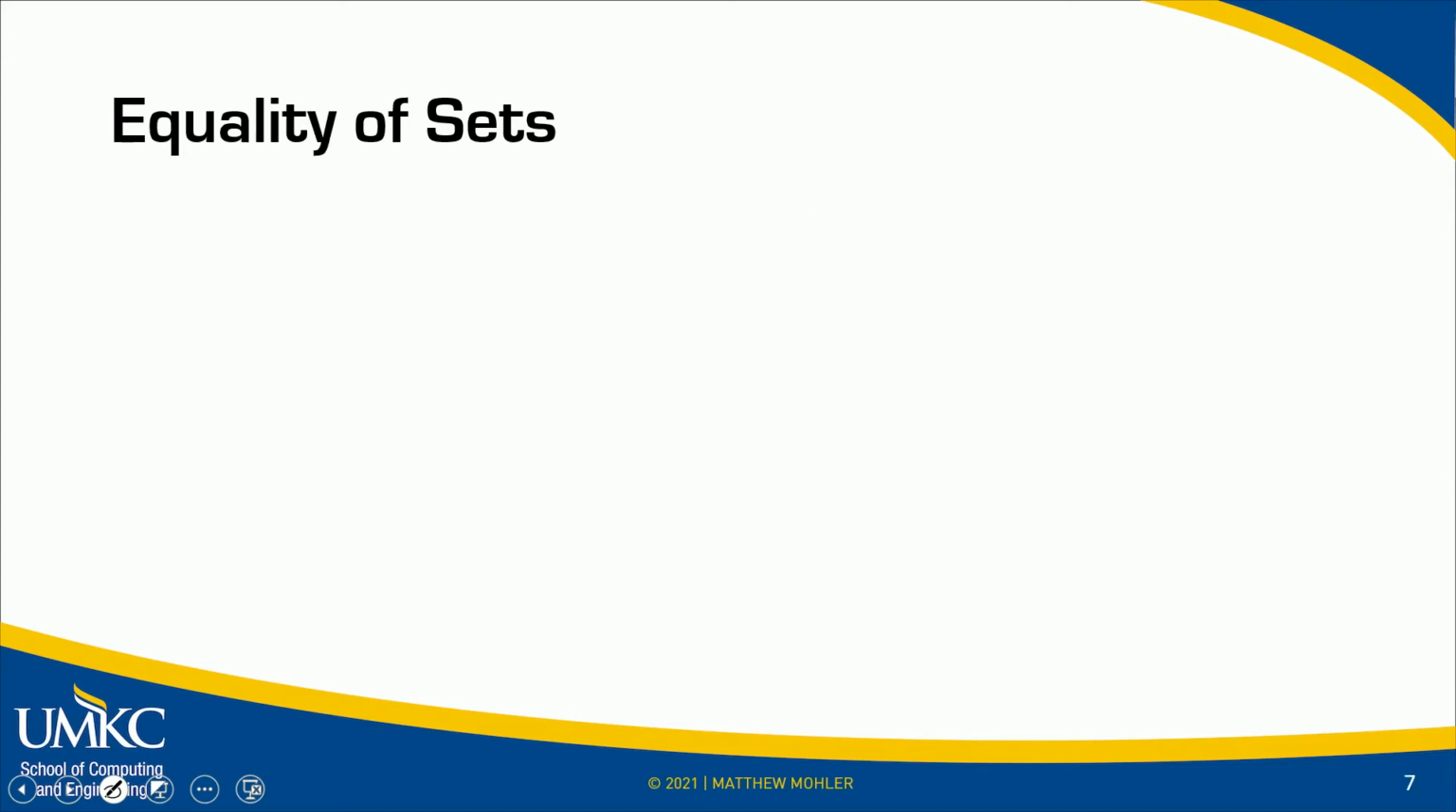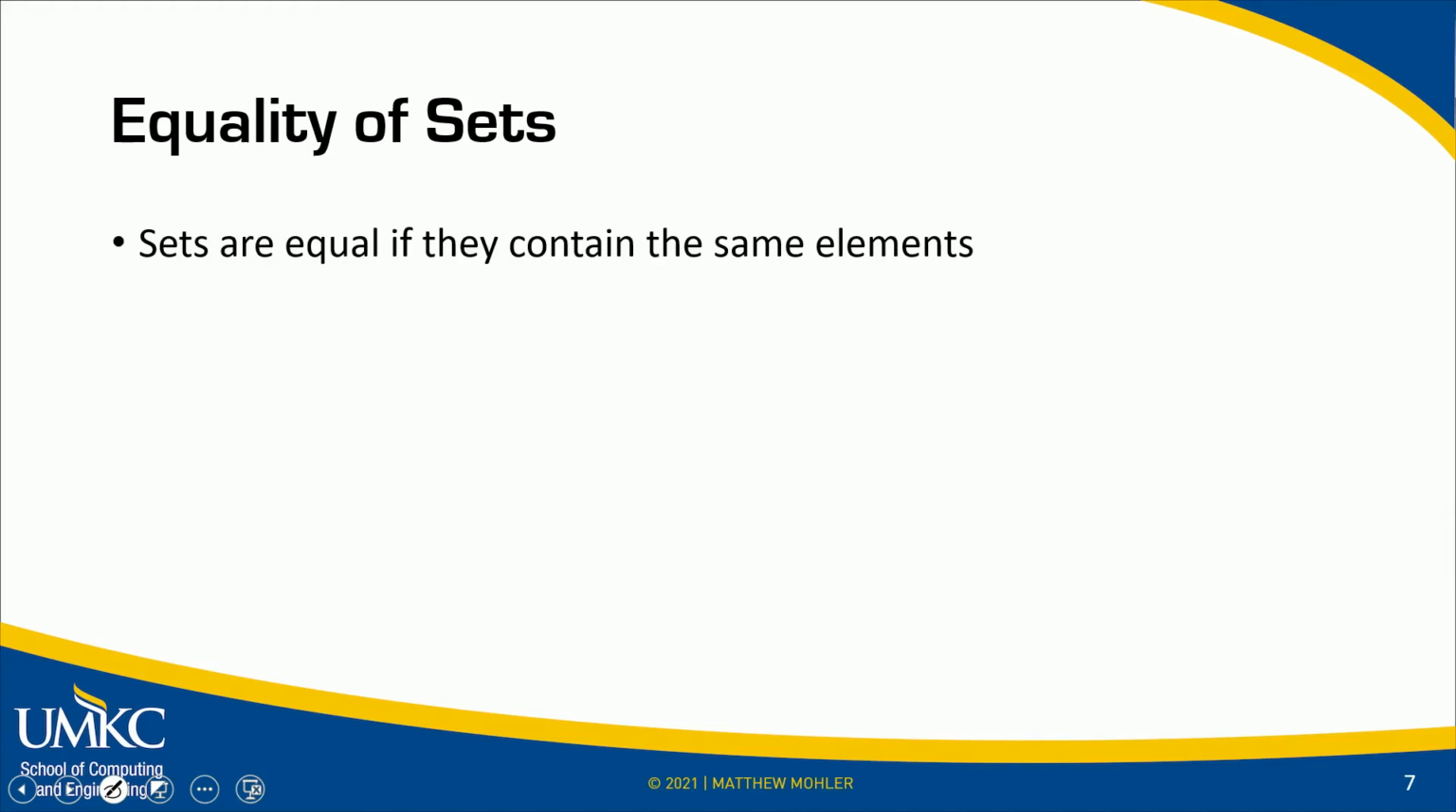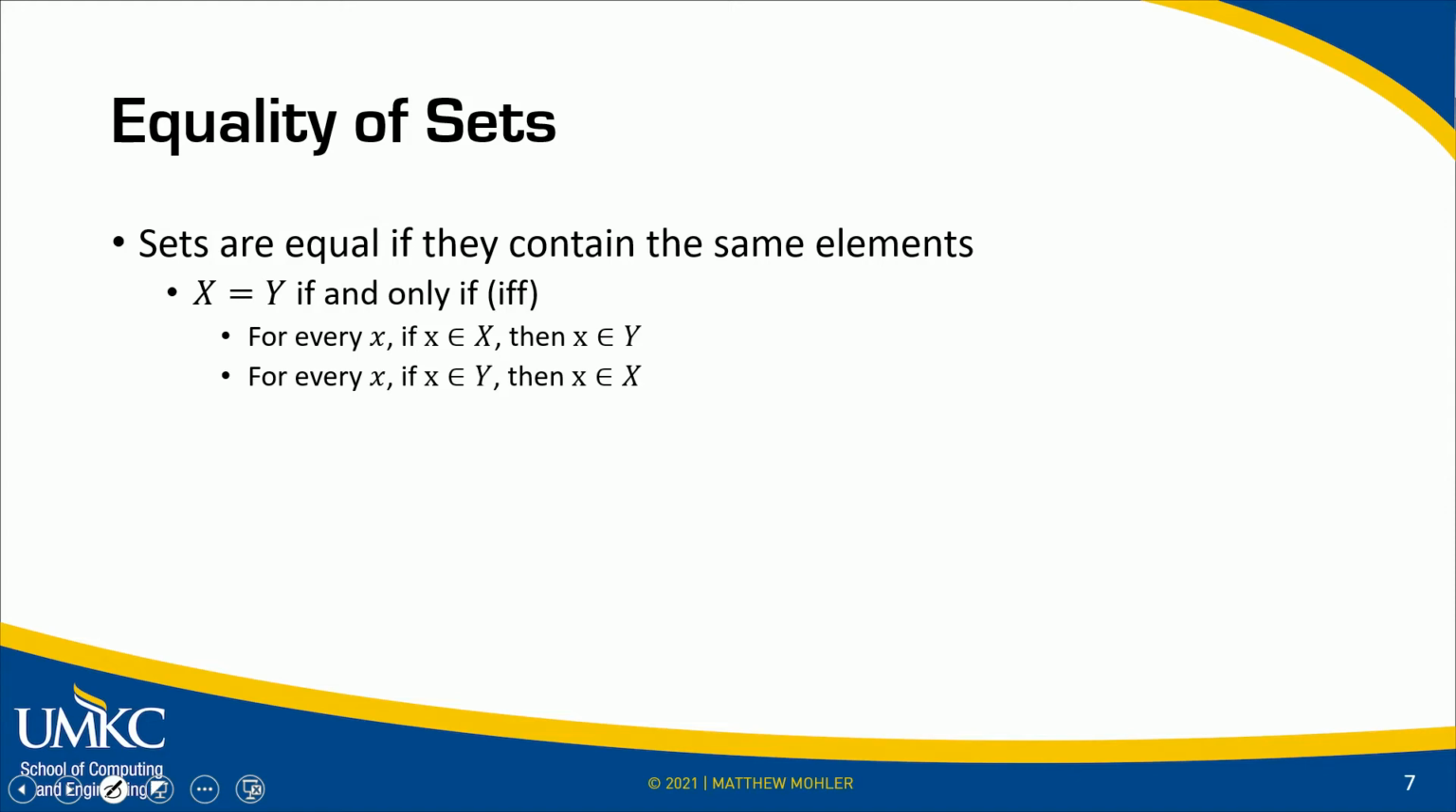Now, the next thing we'll look at is what we call the equality of sets, and this is saying, are sets equal? And ultimately, sets are equal if they contain the same elements. And so what we'll say is that a set X is equal to a set Y if and only if for every element, if that element is part of the set X, then that element must also be part of the set Y, and that for every element, if the element is part of the set Y, then it must be part of the set X. So this is bidirectional equality.